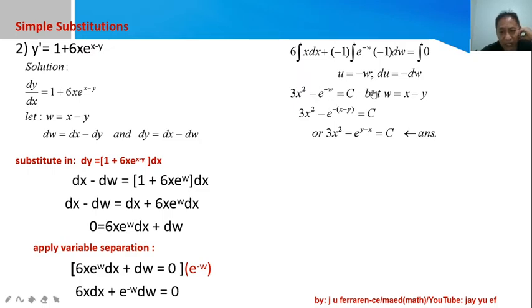which is equal to c. And I can restore my variable, replacing back my w with x minus y. Okay, now this negative can be distributed. Okay, so I can arrive with the final answer, which is 3x squared minus the exponential of y minus x, and that's equal to c. That is our answer. Okay, this is the last.